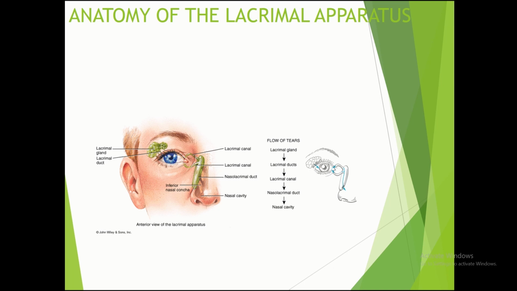In the lacrimal gland you have an orbital part and a palpebral part, which drains via the lacrimal duct into the conjunctival fornices, and from there the tears are collected. They pass through the punctum, which are openings for the lacrimal canaliculi. Then they pass into the lacrimal canaliculi and drain into the lacrimal sac, which finally drains into the inferior meatus of the nasal cavity.